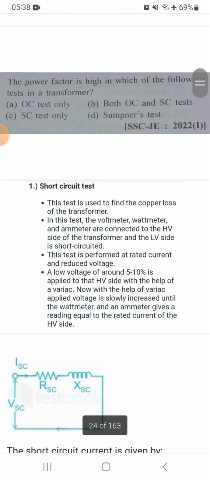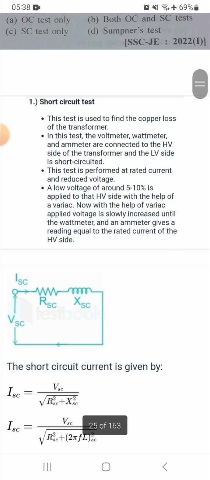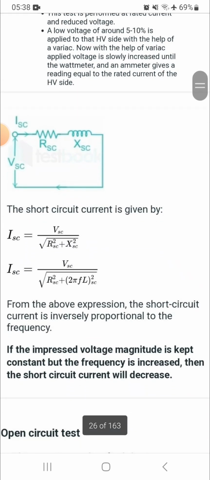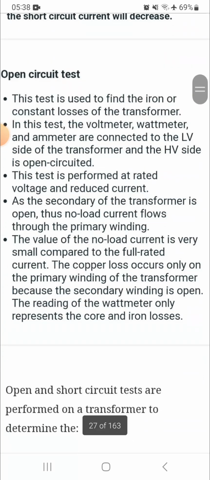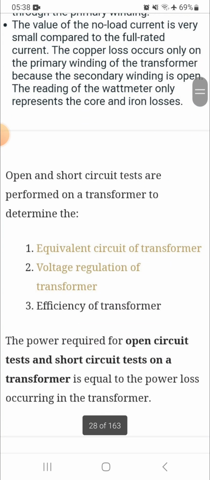देखो पहले तो शॉर्ट सर्किट टेस्ट क्या होता है, लो वोल्टेज around 5 to 10% अप्लाई to the high voltage side with the help of the variac. फॉर्मूला दिया हुआ है और डायग्राम दिया हुआ है. नेक्स्ट ओपन सर्किट टेस्ट. ओपन सर्किट और शॉर्ट सर्किट क्यों किया जाता है? To determine the equivalent circuit of the transformer, voltage regulation of the transformer and efficiency of the transformer.